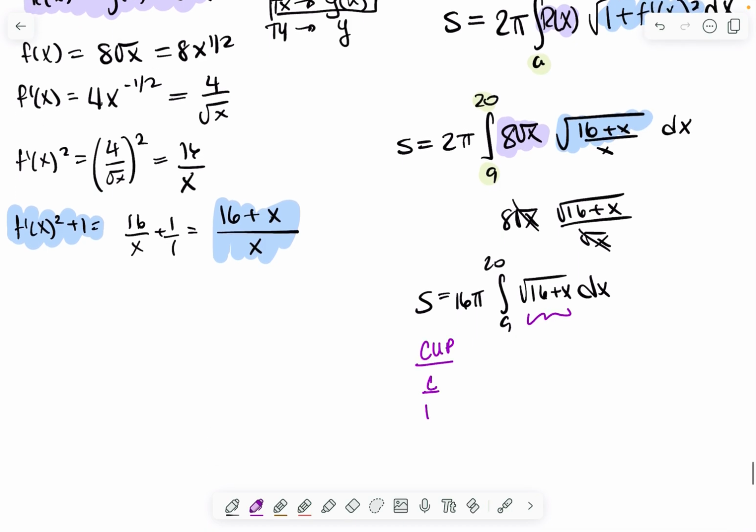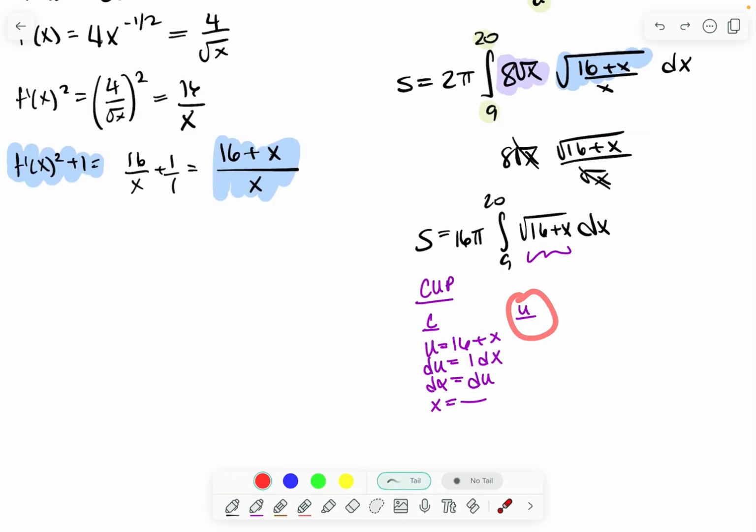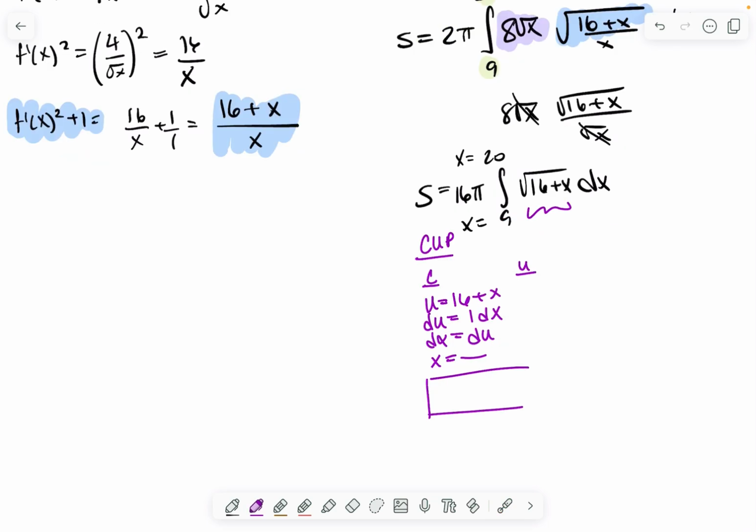So u is what we care about. I care about my u, my du, my dx, and sometimes my x. The u is going to be 16 plus x, the derivative of that is 1, that's dx. dx is just du divided by whatever is here, so that's 1, so it's really just du, and then we don't solve for x unless we need to. Putting everything in terms of u should be a reminder that your bounds should also be in terms of u. Right now, x is equal to 9 and x is equal to 20. What are the u equivalents of those values?